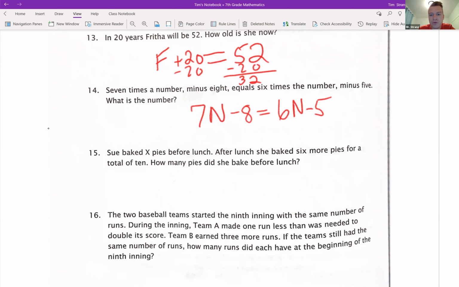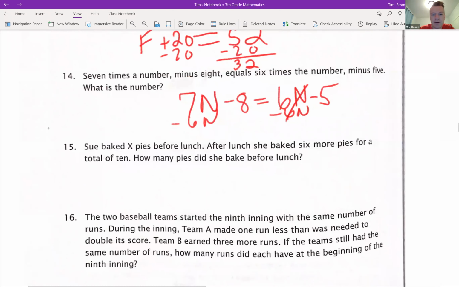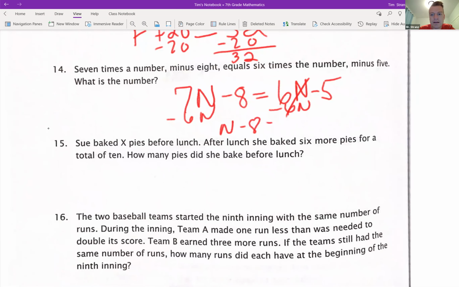So I'm going to move my 6n over. That goes away, minus 6n. And I'm left with n minus 8 equals negative 5. If I add 8 to both sides, I'm left with n equals 3.